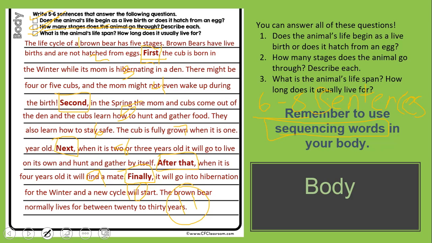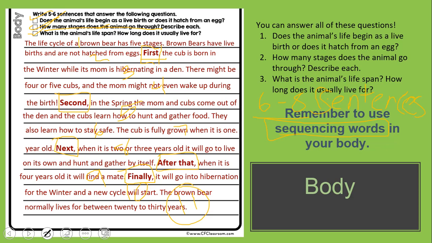Remember that your animals should all have at least 3 parts, 3 stages in their life cycle, especially if they are mammals. So then you can answer the question: does the animal's life begin as a live birth, or does it hatch from an egg? That would give you 4. And what is the animal's lifespan? How long does the animal live for?